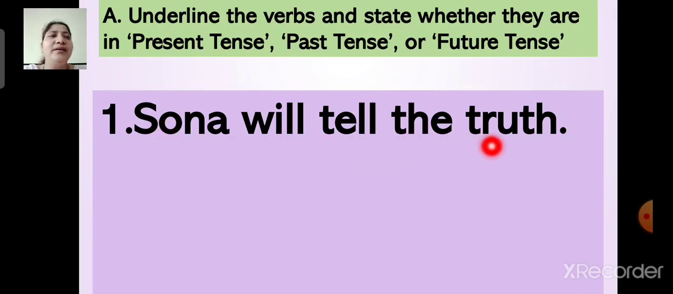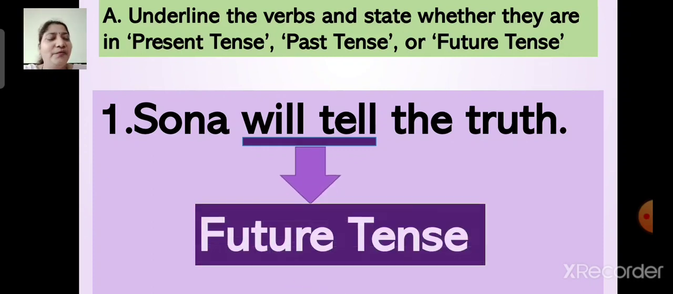Sona will tell the truth. I repeat, Sona will tell the truth. Now children, identify the verb in this sentence. Yes, you are correct. The verb in this sentence is will tell. So children, let us underline the verb will tell. Now children, state whether will tell is in present tense, past tense or future tense. Yes, you are correct. The verb will tell is in future tense.